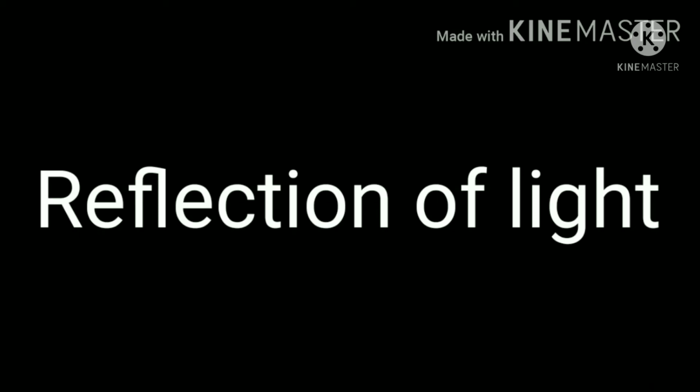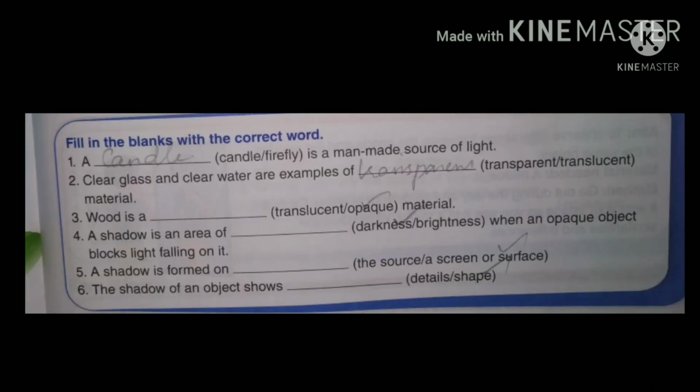Now, let's discuss the one-word questions, page number 175. Let's remember. Fill in the blanks with the correct word. A dash is a man-made source of light. Here the options are candle and firefly. What is the question? Man-made source. So, candle is the answer.